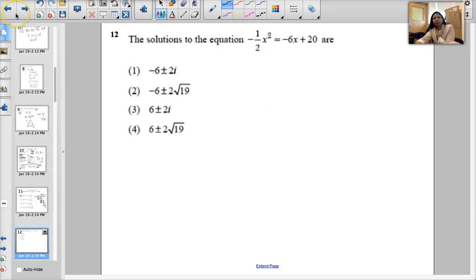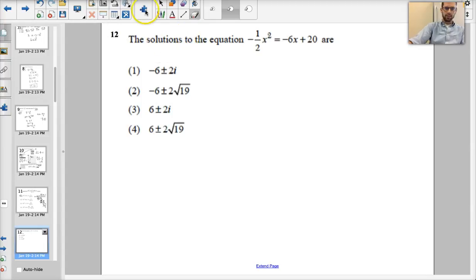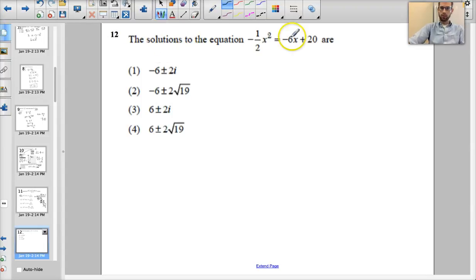Good reasoning. All right, so number 12 is asking for solutions to an equation. It looks like it's going to be a quadratic equation because I have an x squared term. So these look like they come from the quadratic formula. I'm going to get everything on one side so I can use it. So I'm going to move the negative 6x and the 20. I'm adding 6x to both sides. I'm going to subtract 20 from both sides.